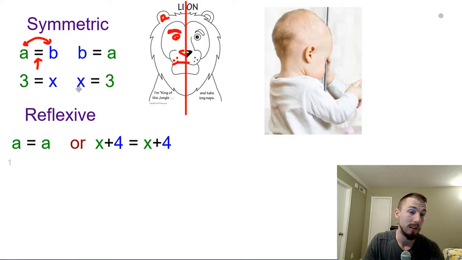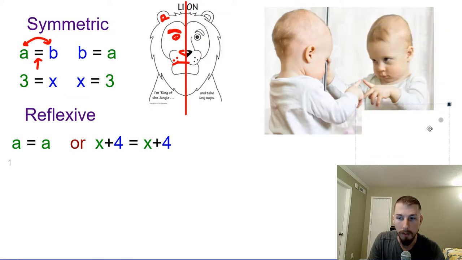Anyway, the symmetric property is when things are equal to another thing, we can switch the order about the equal sign. Reflexive is when it's equal to itself. To help you remember, reflexive is like a reflection. If we have this baby here who's in front of a mirror, what's going to be on the other side of the reflection? It's going to be the baby, right?